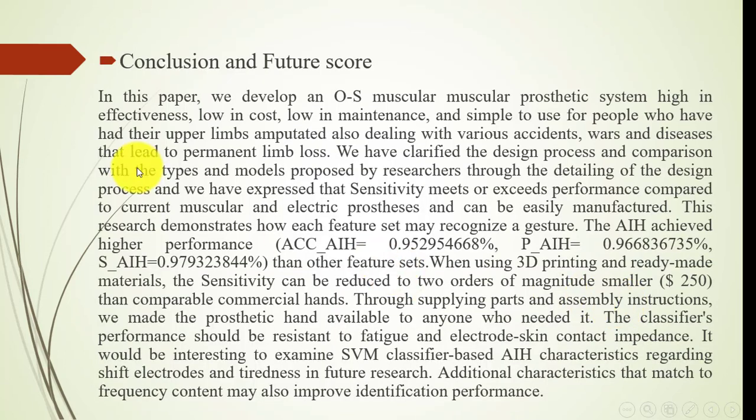The conclusion and future scope. In this paper we developed an open source muscle and prosthesis system with high effectiveness, low cost and low maintenance, simple to use for people who have lost their upper limb through amputation, and also dealing with various accidents, war and disease that lead to permanent limb loss.